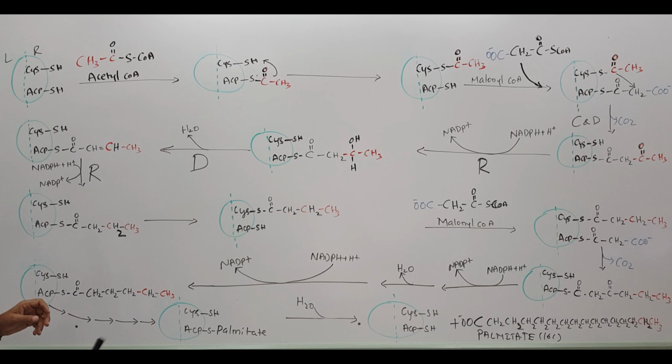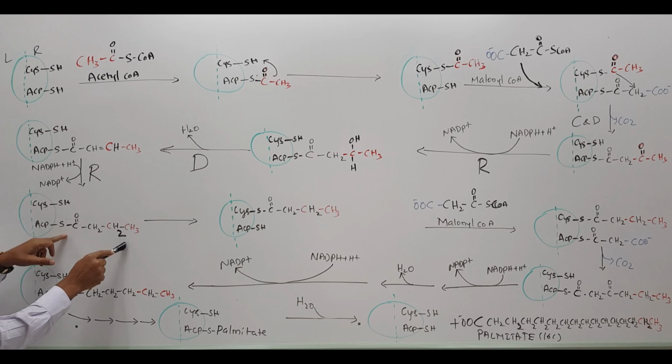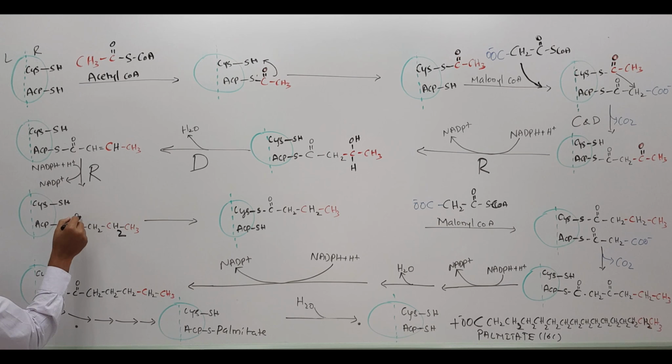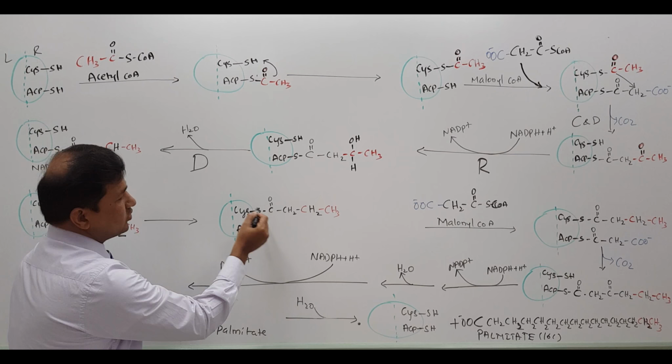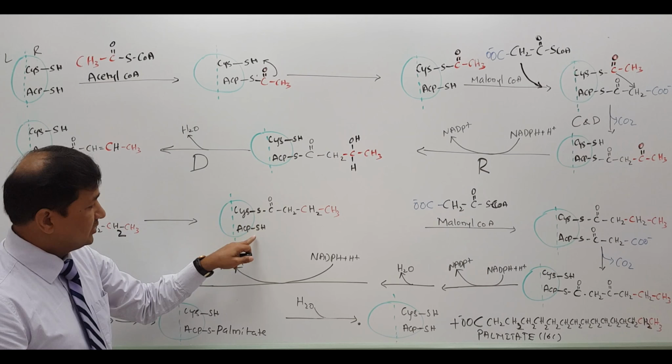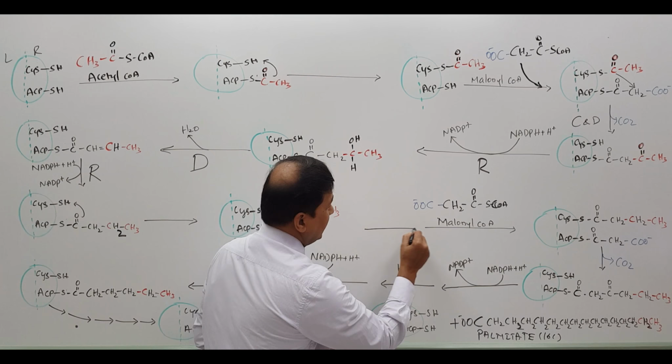So ACP position, you have 4 carbon fatty acid. 16 position is vacant here. So what happens is, you are going to move this entire 4 carbon molecule from ACP position into 16 position, and that's what happened here. So we have 16 position, 4 carbon molecule. ACP position is free now. So what happens? So you are going to bring one more malonyl CoA molecule.